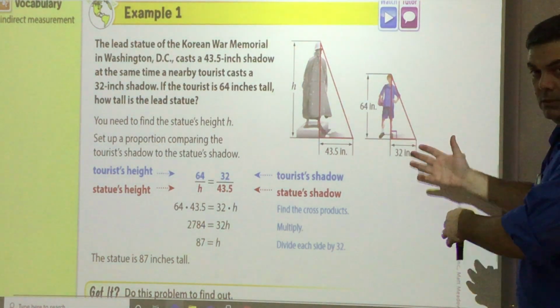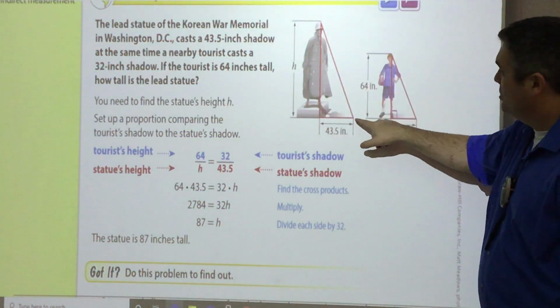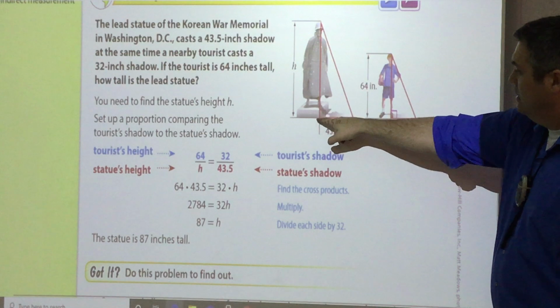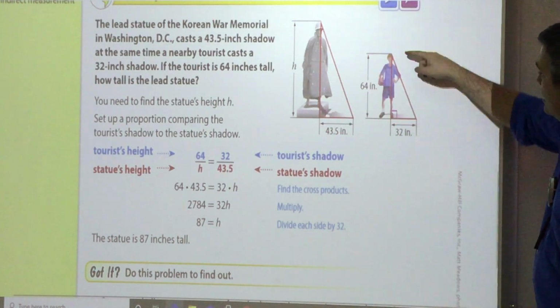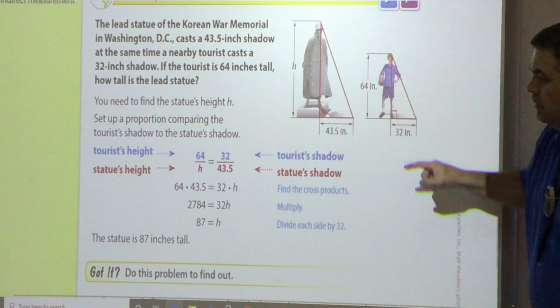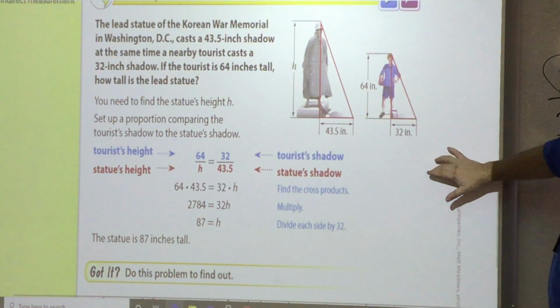We know these measurements, and you're going to have to set them up. Notice how they set up the triangle: height, length of the shadow. So that's where your triangle comes from. Same thing here. That's the tree question. I just gave you an example. Same thing, exact same thing.